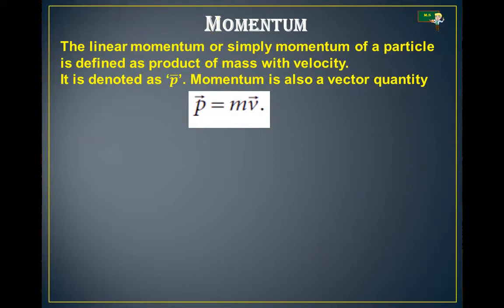Students, the direction of momentum is also in the direction of velocity, and the magnitude of momentum is equal to the product of mass and speed of the particle. That's why p is equal to m into v.